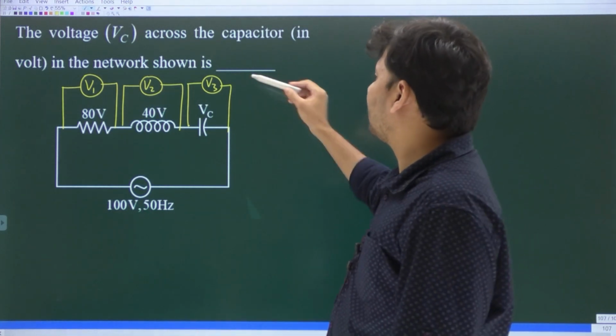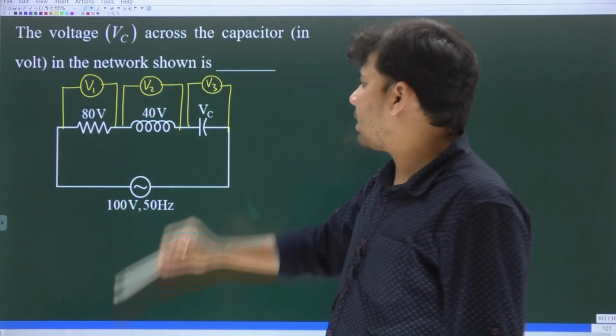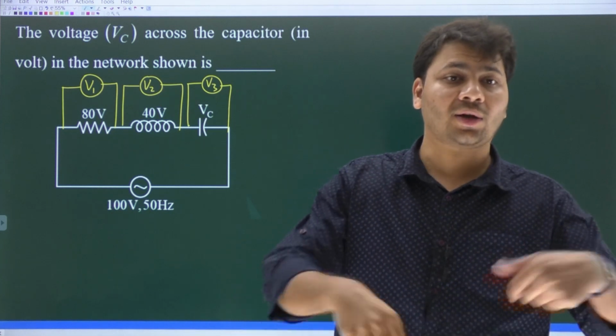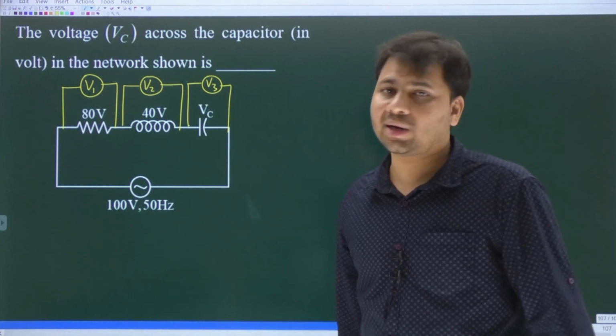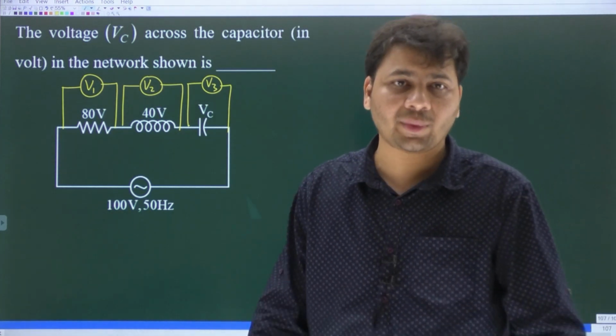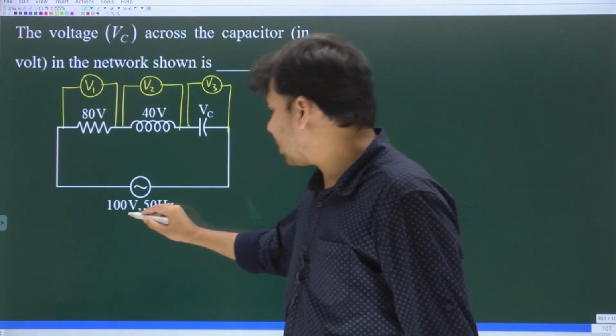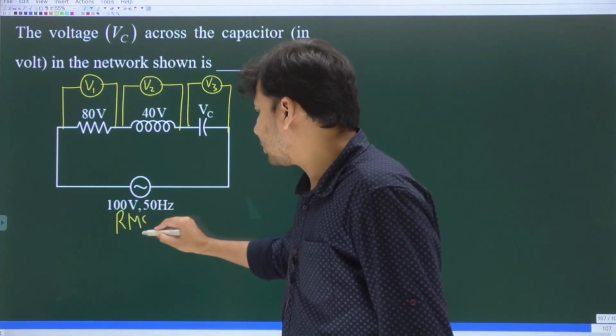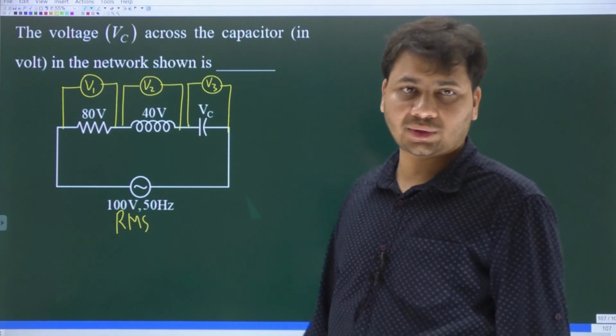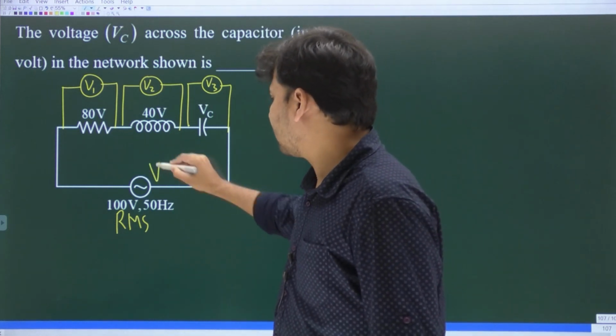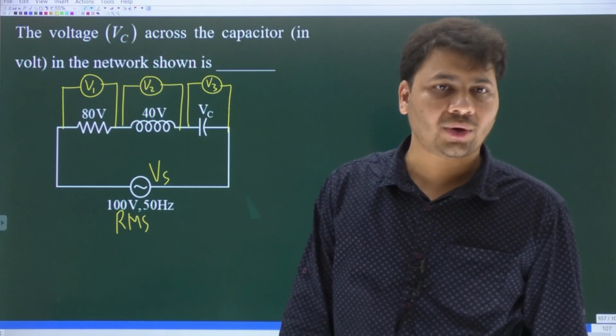The question is: what is the RMS voltage across the capacitor? In other words, what is the reading on the AC voltmeter V3? And this 100 volts is also the RMS value of the voltage source.